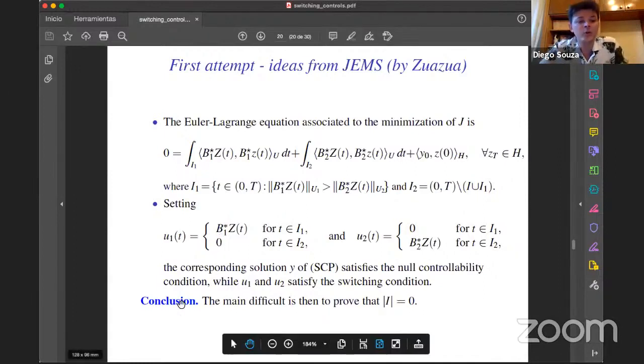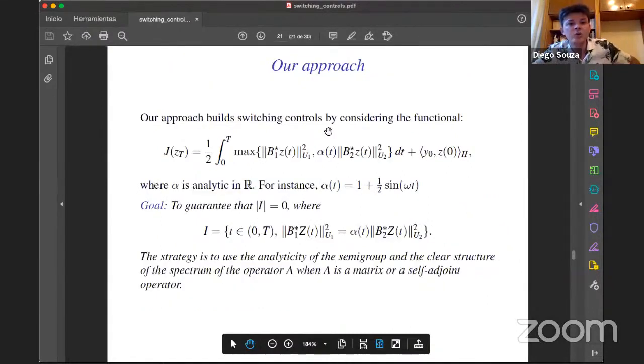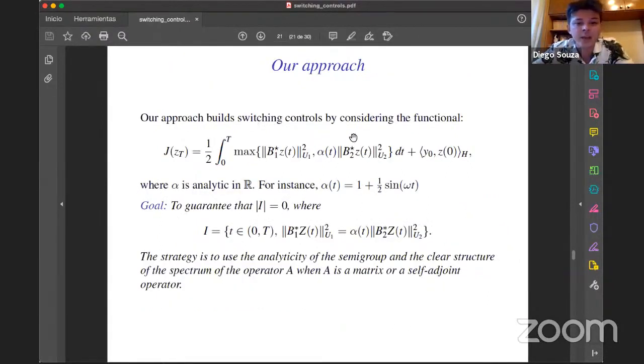Okay, so the conclusion is that the main difficult part is to find some hypotheses which ensure that this I1 set is of zero measure. So in our approach, we introduce a parameter, a functional analytic function alpha(t), here in the functional. Okay.